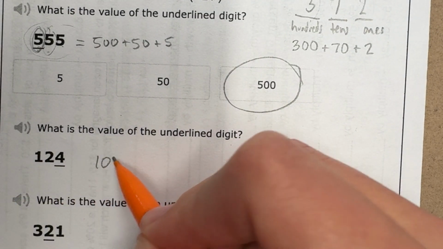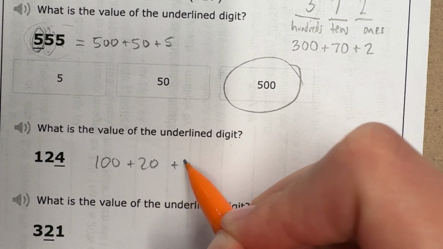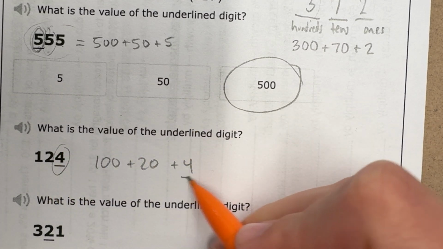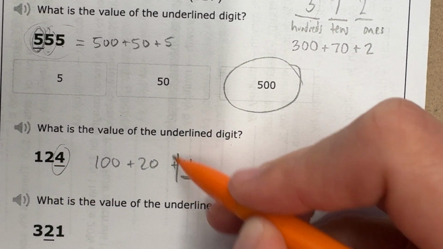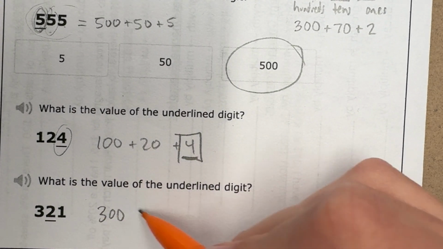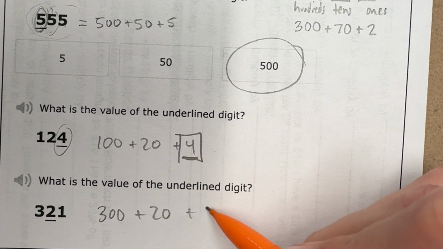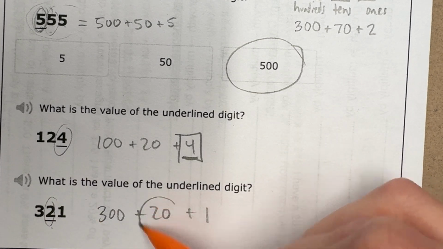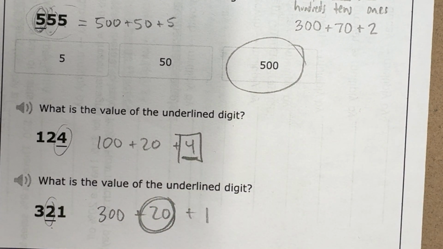This number is 100 plus 20 plus 4. This digit is just 4. So in this case, I would just type 4. Okay, here this is 300 plus 20 plus 1. This value is 20. Okay, this is what I would put here.